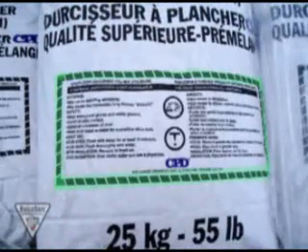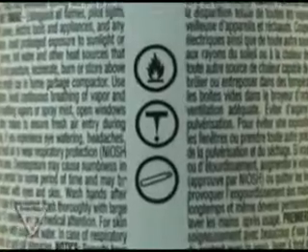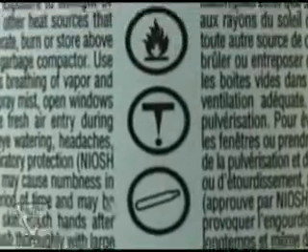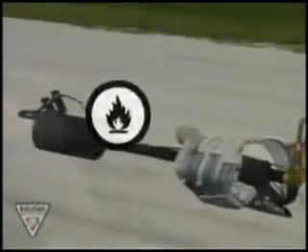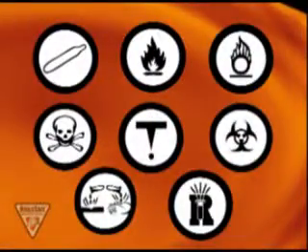materials. One of the first items you will notice on the label is the hazard symbols. These hazard symbols are usually recognizable and will indicate the hazards associated with the product. There are 8 basic hazard symbols.